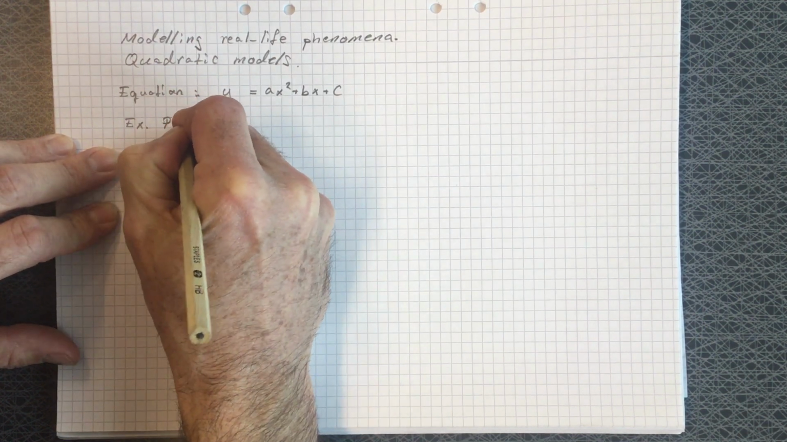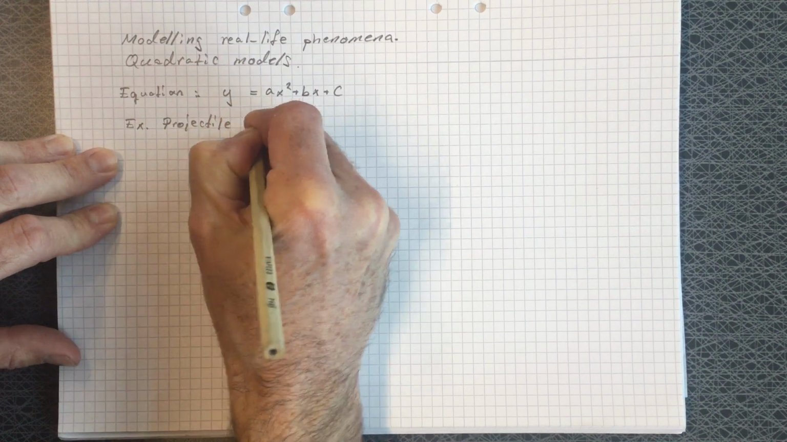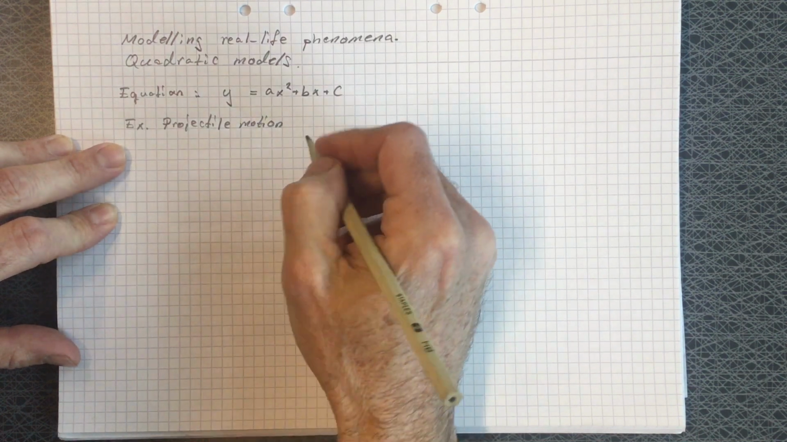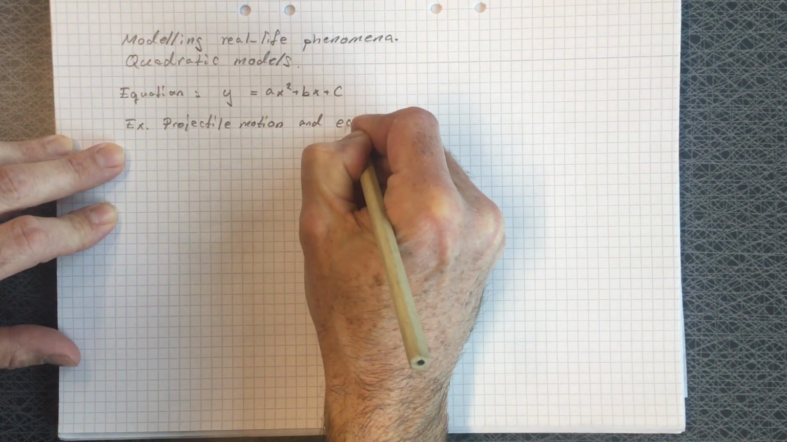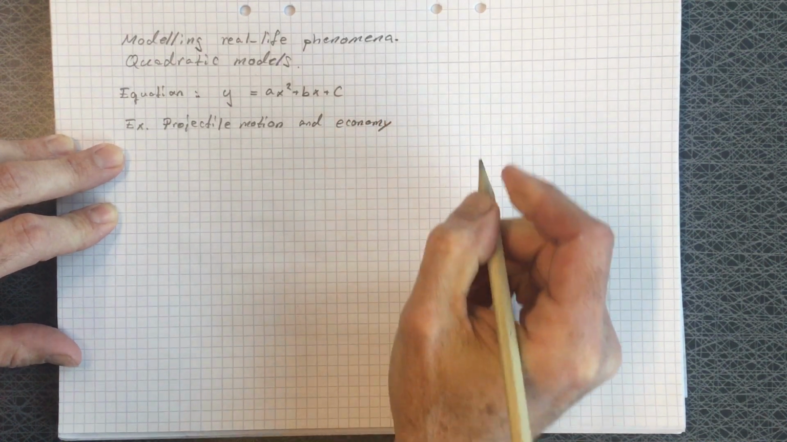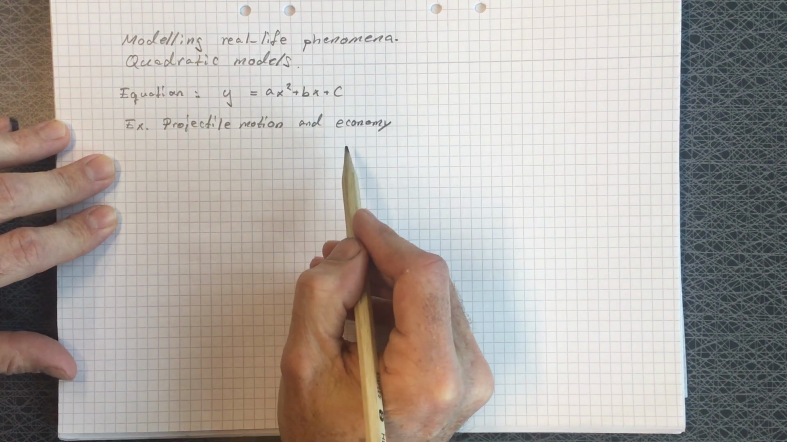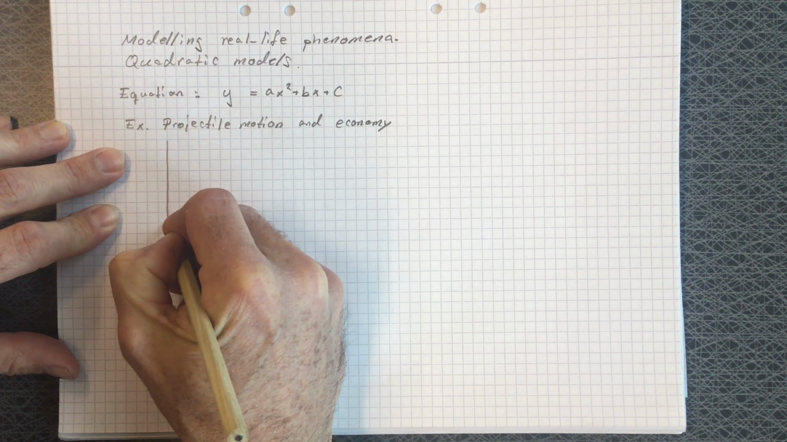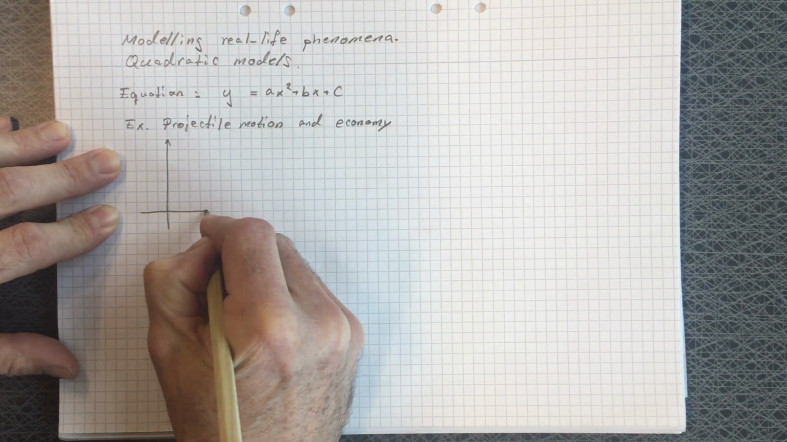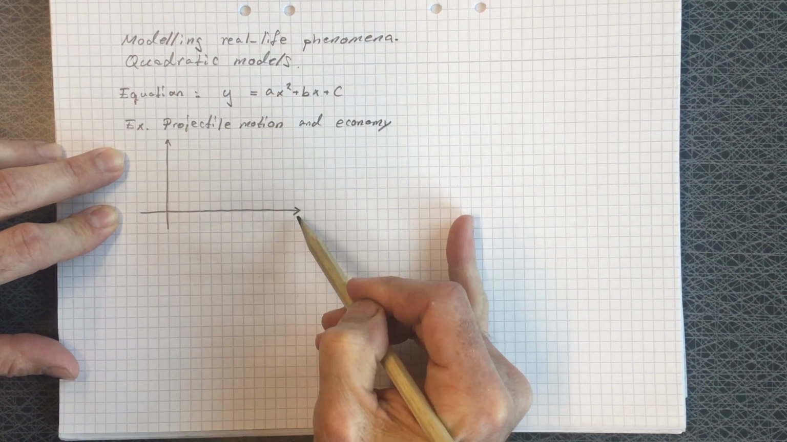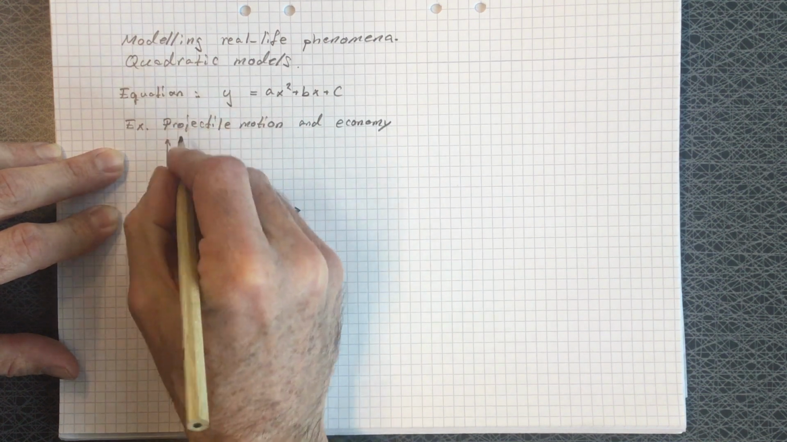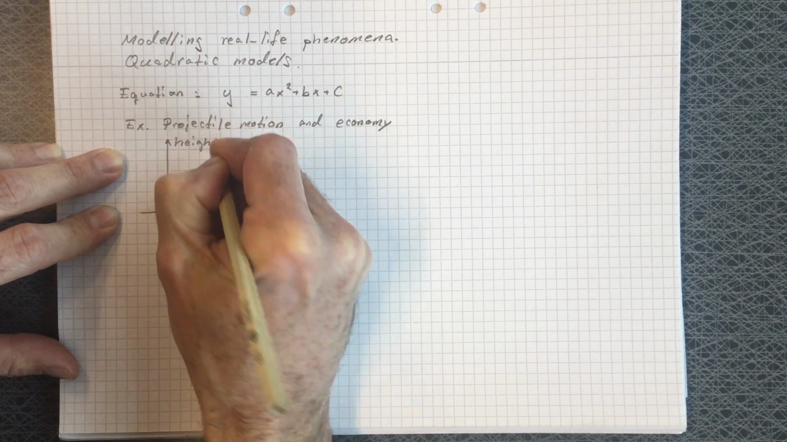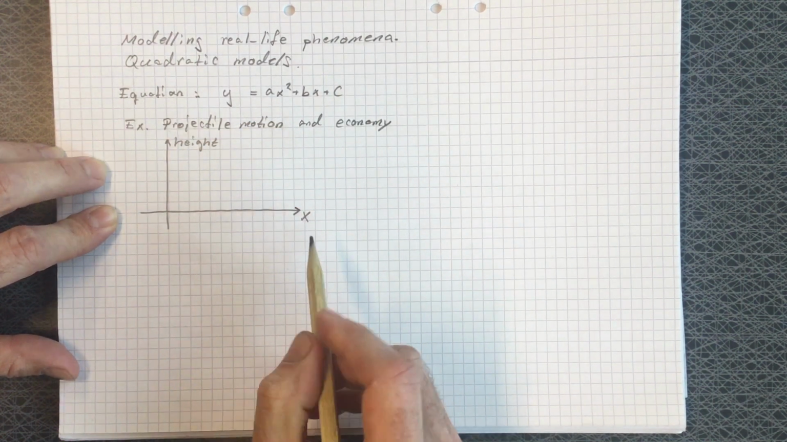First, we have projectile motion and economy. I will show you that it could be described with the same equation actually. So I will draw a diagram like this, and this. So we have the x-axis and y-axis. But in this case, when we talk about projectile motion, on the y-axis we have the height. And here we have the x direction.